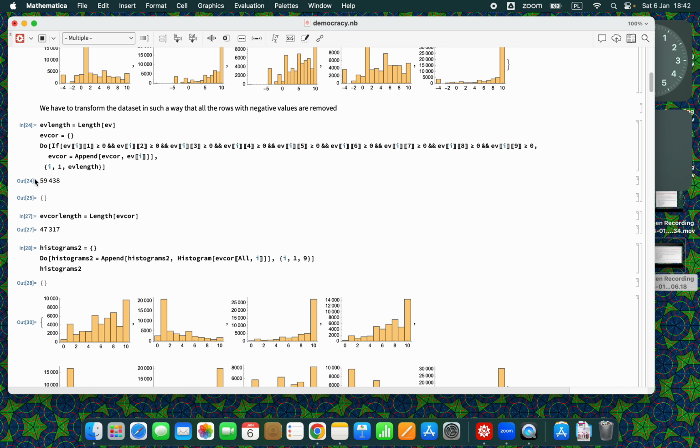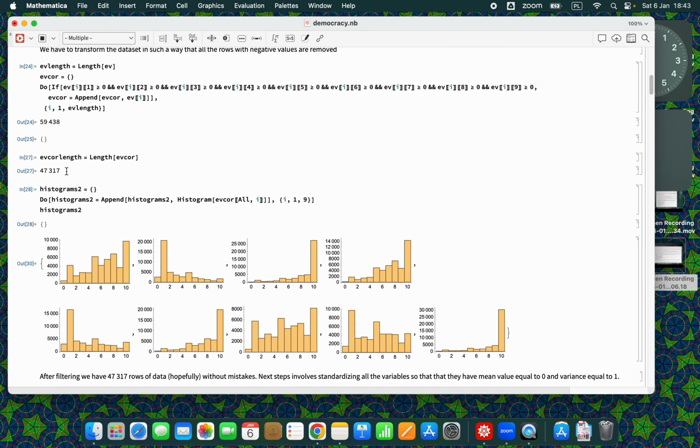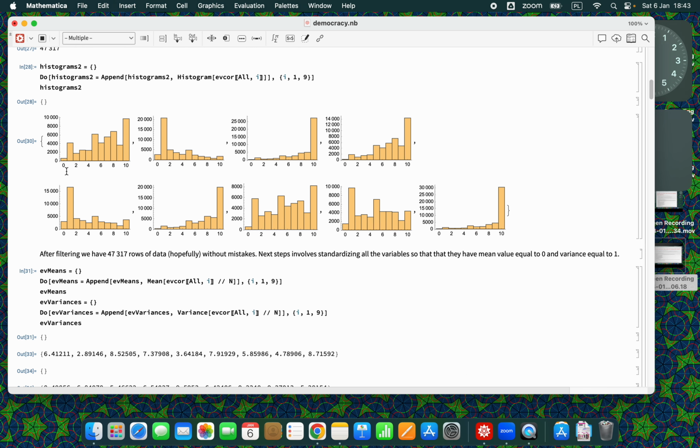We started with 59,000, a little bit more, 59,500 rows, which means 59,000 people. And after removing missing data, our table contains 47,317 rows, each for one person answering our questions. Now when we look at histograms, we see that the values are as they should be, from 0 to 10.